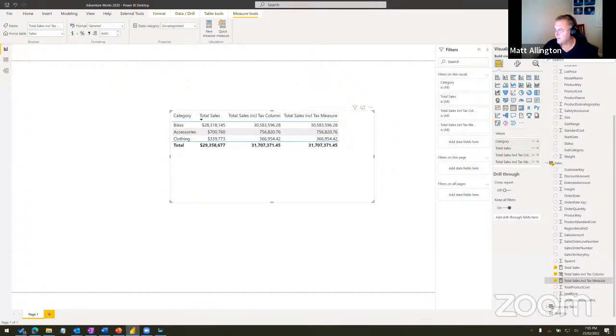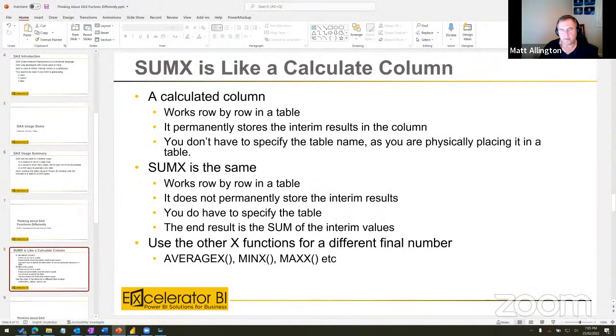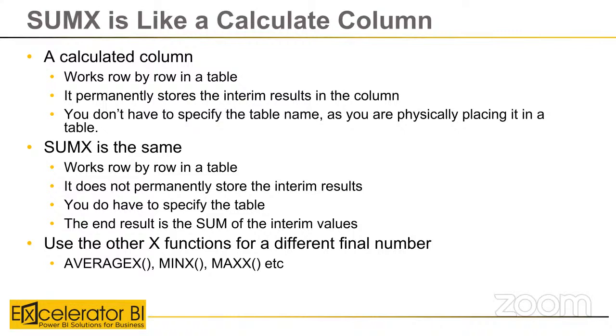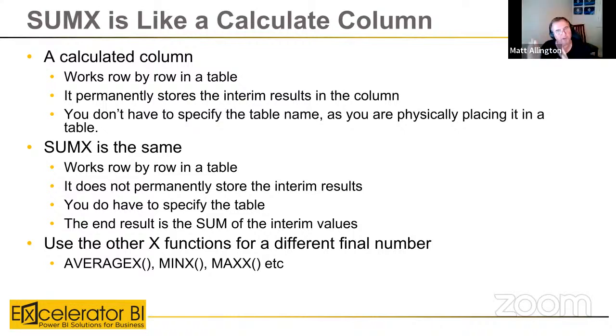All right, so just let me check my notes, and I'll go back to my summary slide and just summarize those key things. So a calculated column works one row at a time in a table, but it permanently stores the interim results. And you don't specify the table name because it's physically in the table. SumX does exactly the same thing. What's different is it doesn't store those numbers and you can't see them.